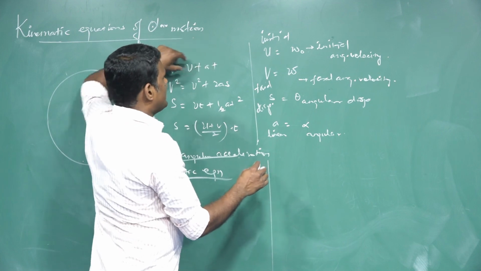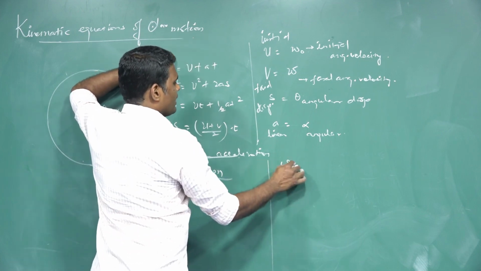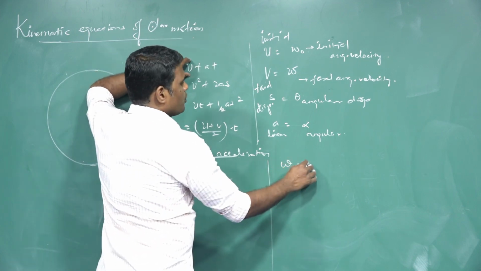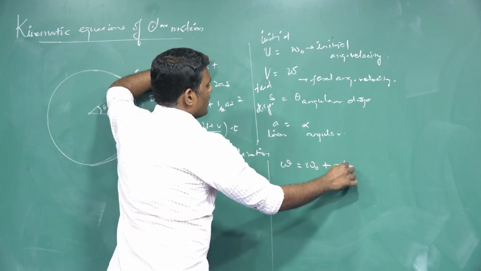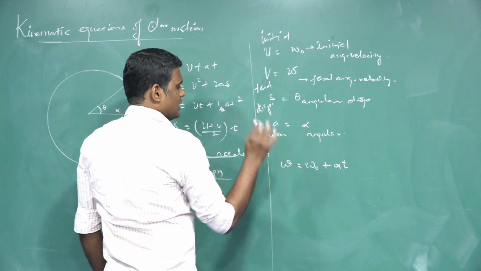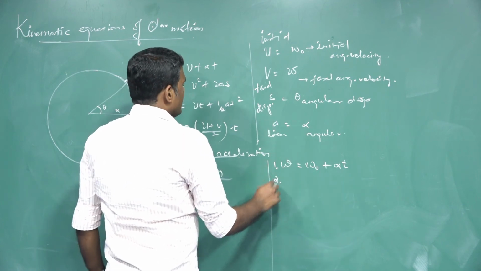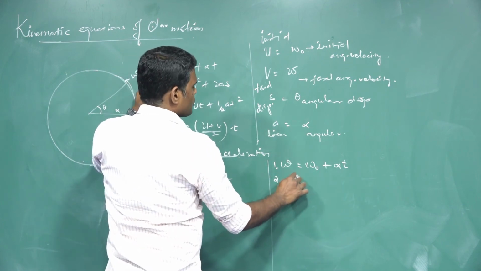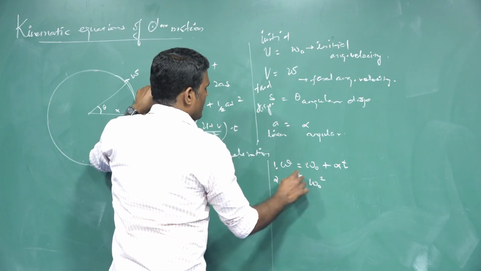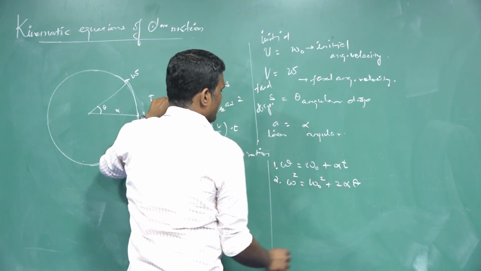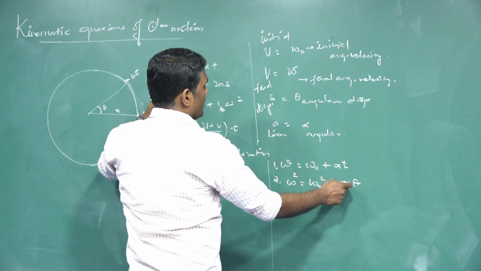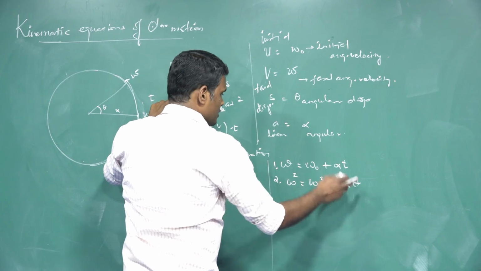V equals u plus at. In the position of v, I am writing omega. In the position of u, I am taking omega naught. In the position of a, I am taking alpha. In the position of time t, t itself. So this is one. Second one is omega square equals omega naught square plus 2 alpha theta. Alpha refers to angular acceleration, theta refers to angular displacement.